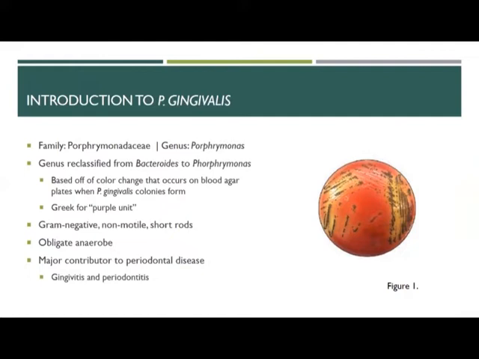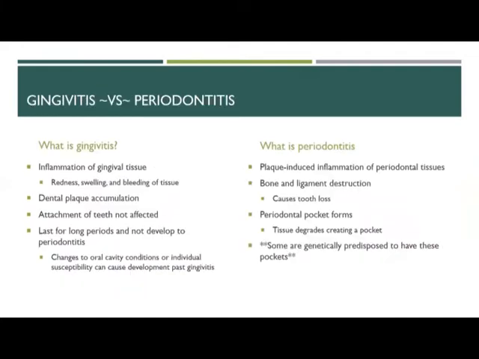P. gingivalis is a major contributor to periodontal disease, which could be gingivitis or periodontitis. Let's talk about the difference between these two, because periodontal disease is an umbrella term. Gingivitis is the inflammation of gingival tissue, which is redness, swelling, and bleeding of the tissue. And this is kind of intense bleeding of the tissue. Sometimes you'll go to the dentist and they'll floss your teeth and your gums will bleed a little bit. That's not gingivitis, most likely.